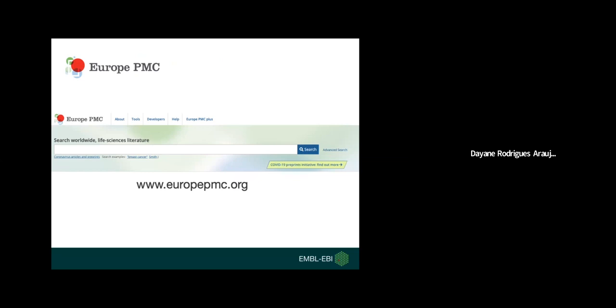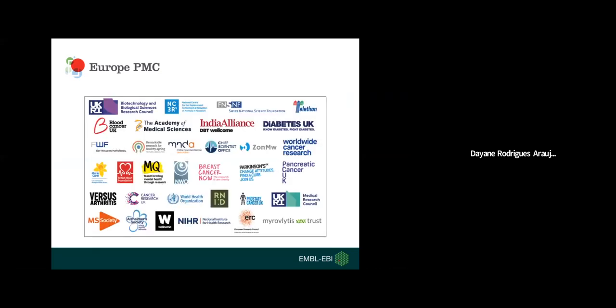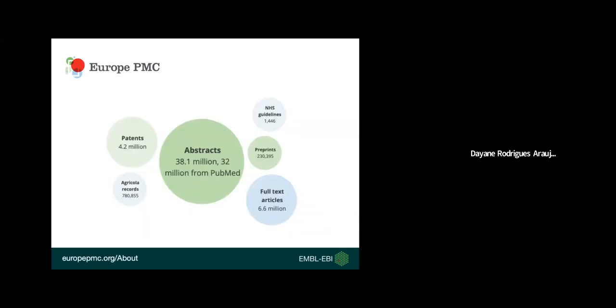Europe PMC is a free database of biomedical research literature based at the European Bioinformatics Institute, EMBL-EBI, and we are a partner of PubMed Central International, and we also share full text content with PubMed Central. Europe PMC is supported by 31 funders and is their designated open access repository. Europe PMC offers comprehensive content such as abstracts, full text articles, preprints, patents, agricultural records, and NHS guidelines.